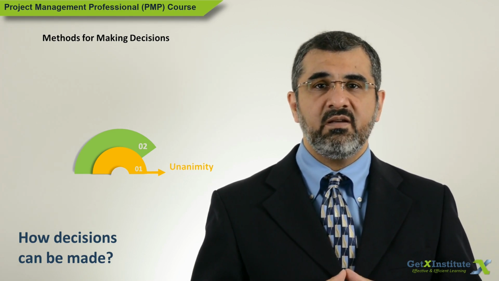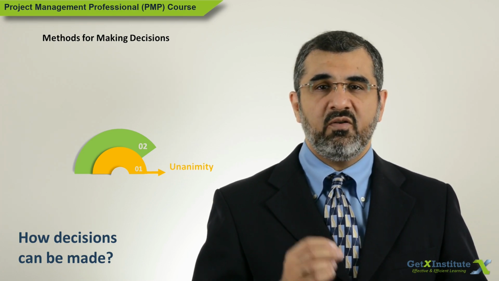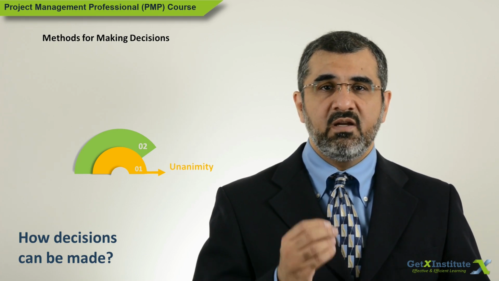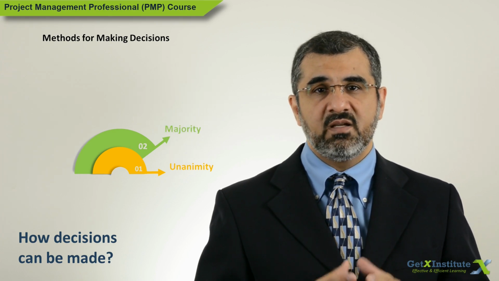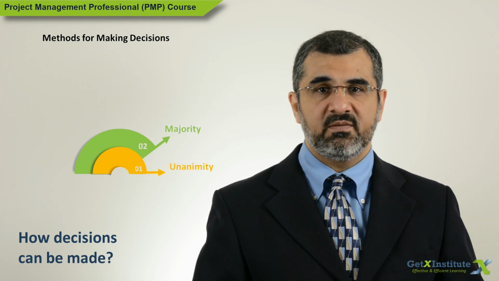Second method, majority. This method requires that more than 50% need to agree on one thing to have a decision. So if voting is being done to select one of the 2 options, the option that gets most votes wins because that will be more than 50%.